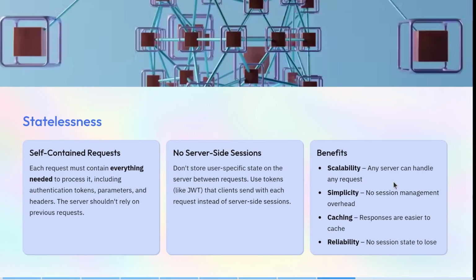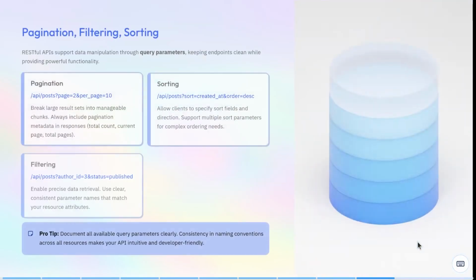Benefits is the scalability. Any server can handle any request, and that's a very, very good thing. Simplicity, we don't need session management, and that makes it very simple. The scalability part is also an example when we have multiple clients, because we don't have sessions. We can create a mobile application using the same API. We can create a web application with the same API, and so on. We have caching as well. Responses are easier to cache, and we have reliability as well because we don't have session state to lose. And because of this, we can create multiple clients out of the same API. That's also a great thing.